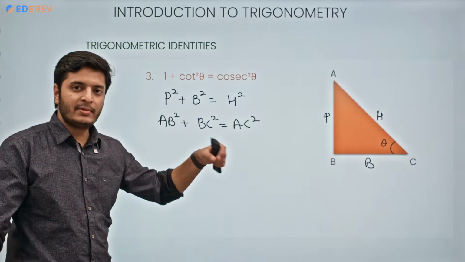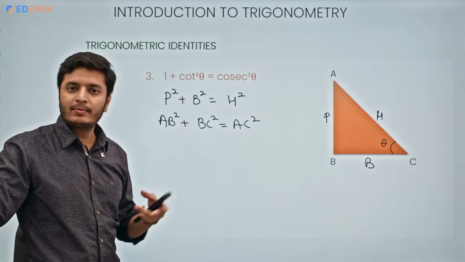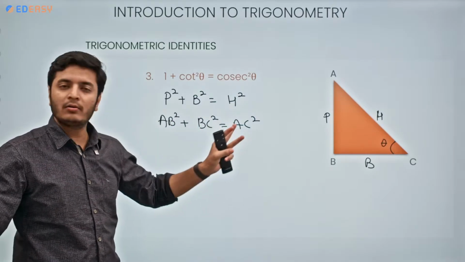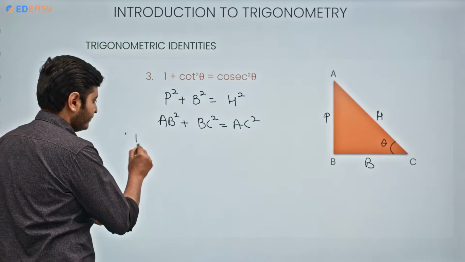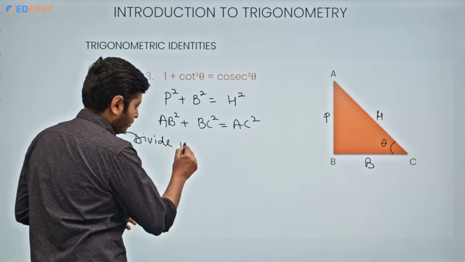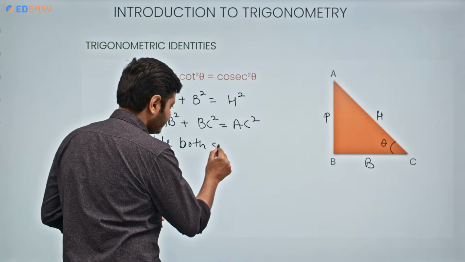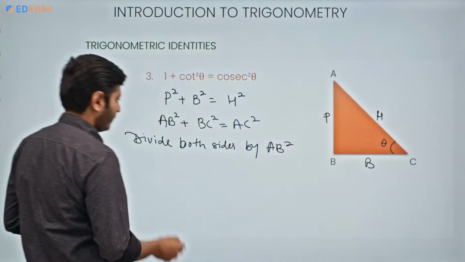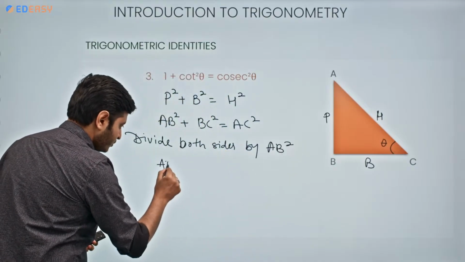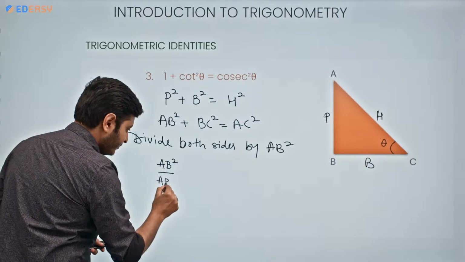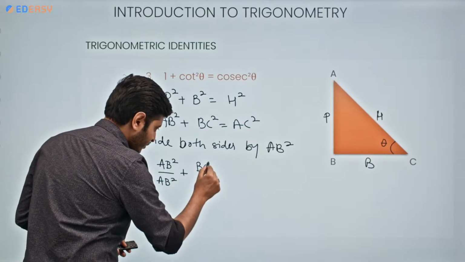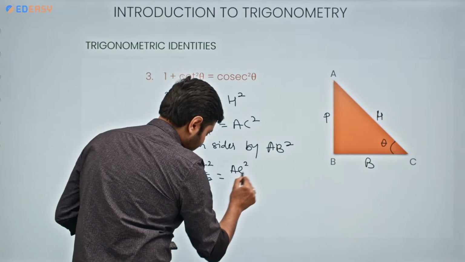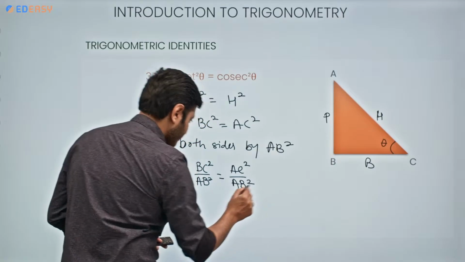So cosecant theta is basically 1 by sin theta. Sin theta is perpendicular by hypotenuse. So cosecant theta is hypotenuse by perpendicular. So that will also follow, correct? So divide both sides by AB square. So it will become AB square by AB square plus BC square by AB square is equal to AC square by AB square.